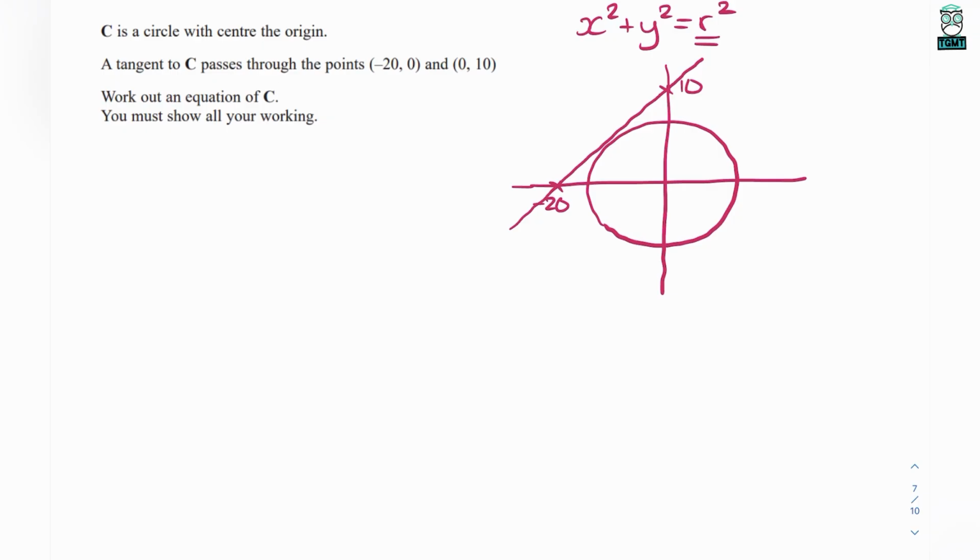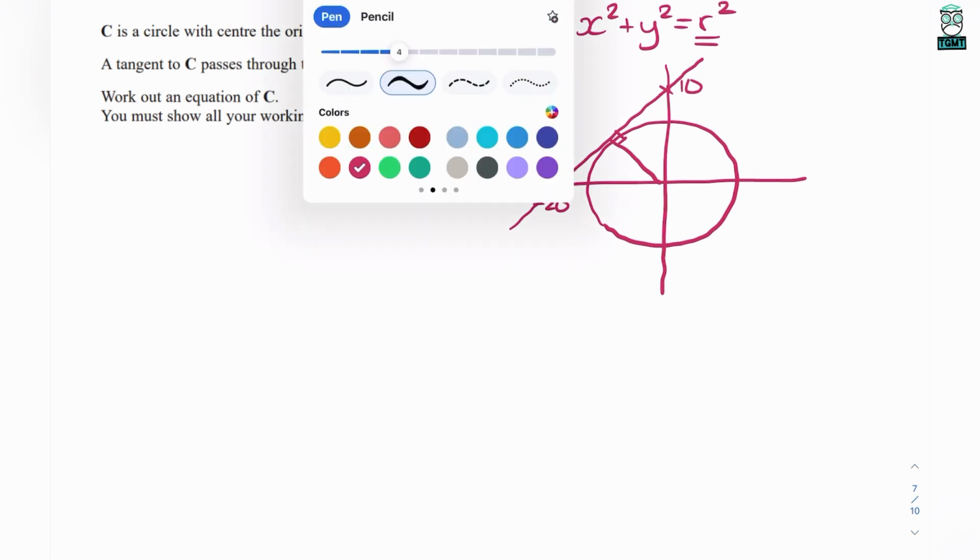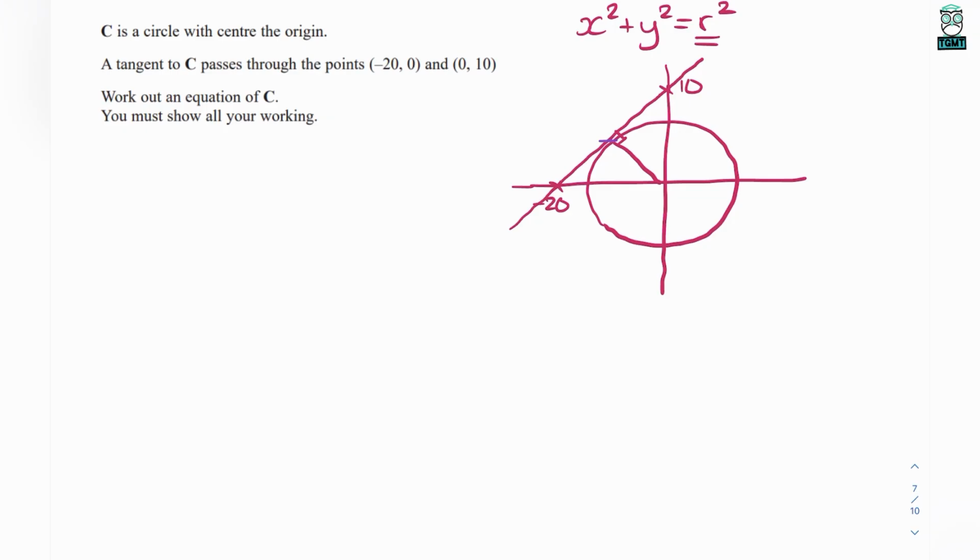And our radius is going to be drawn just like this. And we know that the radius touches the tangent at a 90-degree angle. So for this question, if we can work out that coordinate right there, where the tangent and the radius cross over, then we will be able to find the length of that radius.